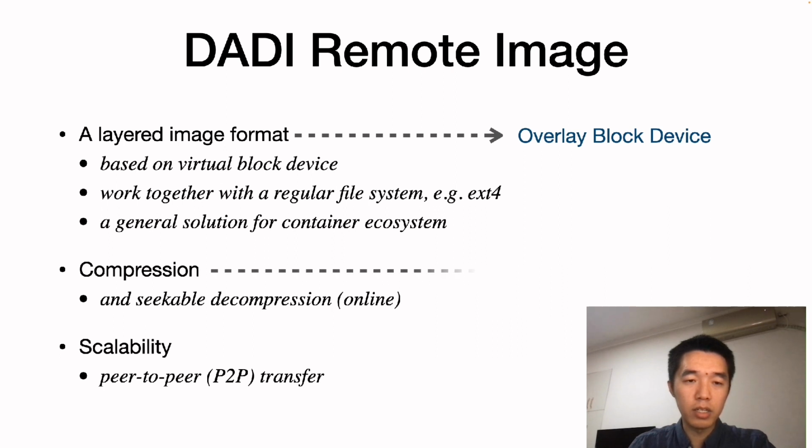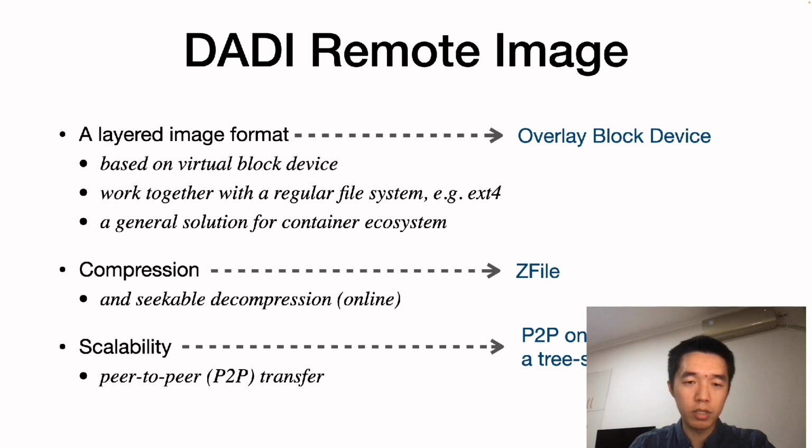The second is a compression file format called ZFile, which supports seekable online decompression. The third one is a tree structure P2P system, providing on-demand transfer in large-scale cluster. That's it. Thank you.